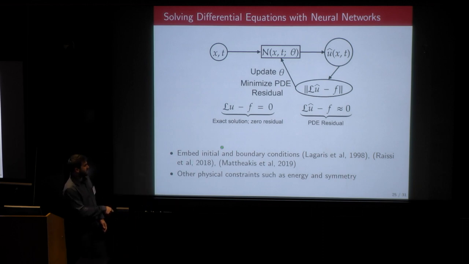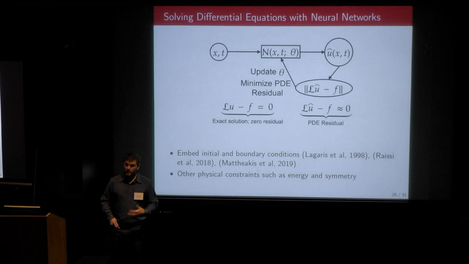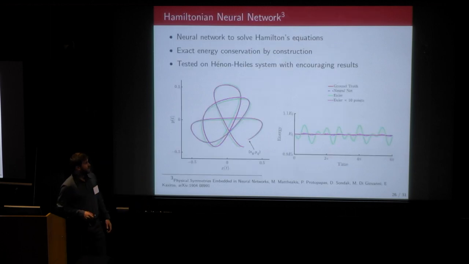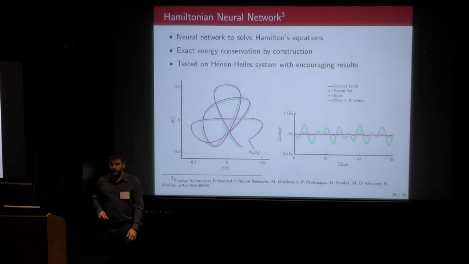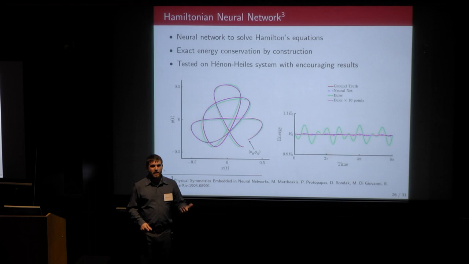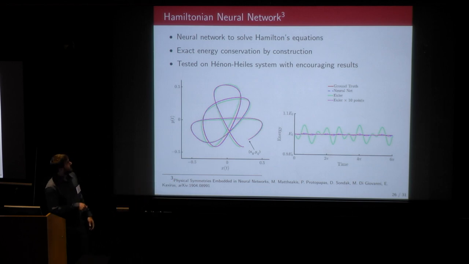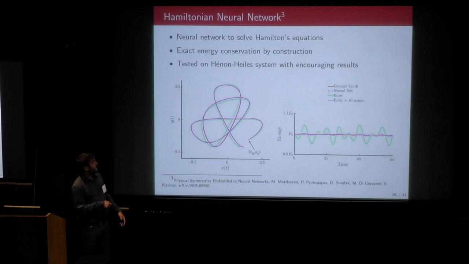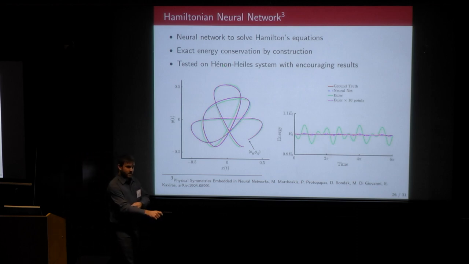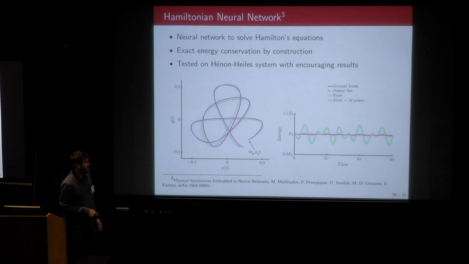And our group has been looking at how to further embed conservation laws such as energy into this system. I'm just going to briefly talk about it. We came up with what we call, at some point we were calling it a symplectic neural net. It's basically used to solve Hamilton's equations. It's going to conserve energy exactly by construction. And we tested it so far on the Hénon-Heiles system, which is a two-dimensional chaotic system, which we got some what we consider to be encouraging results.